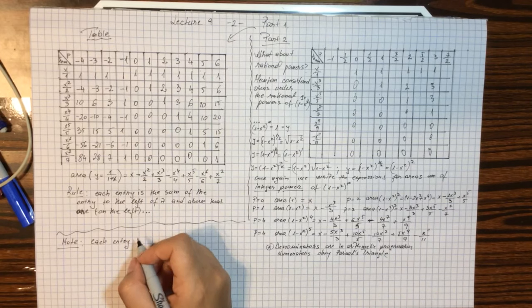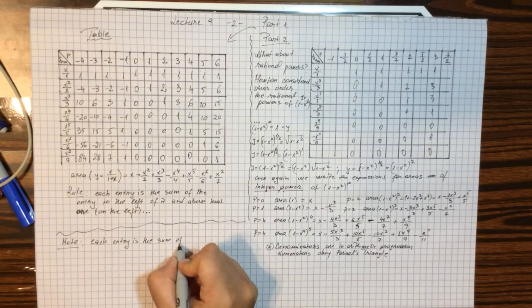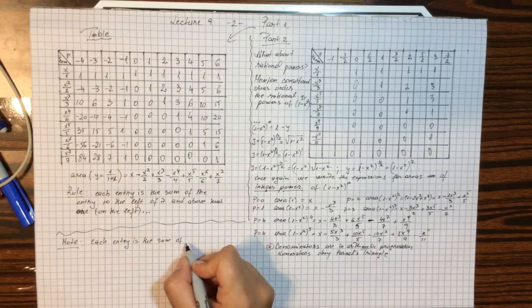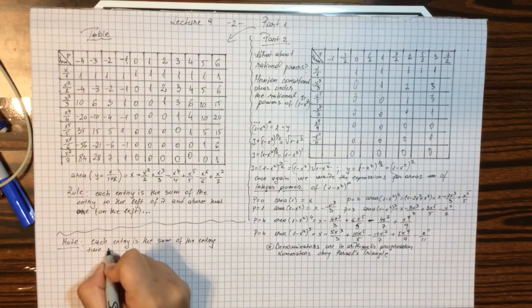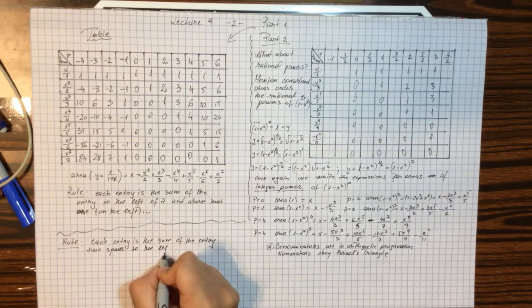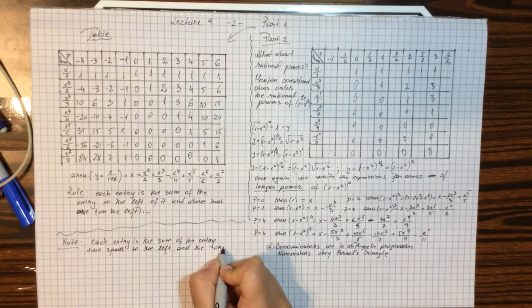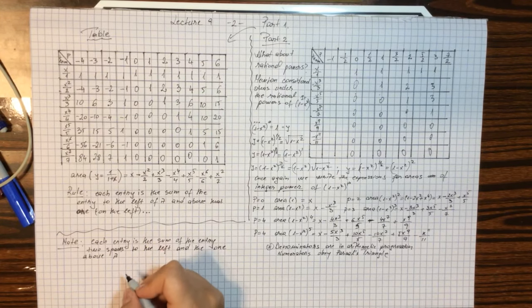Each entry is the sum of the entry 2 spaces to the left, and the one above it.